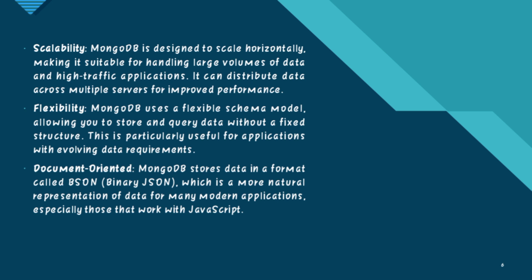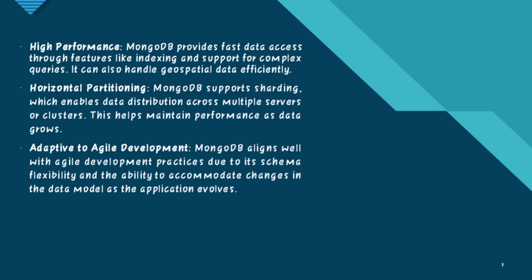Document oriented. MongoDB stores data in a format called BSON, binary JSON, which is a more natural representation of data for many modern applications, especially those that work with JavaScript. High performance. MongoDB provides fast data access through features like indexing and support for complex queries. It can also handle geospatial data efficiently.